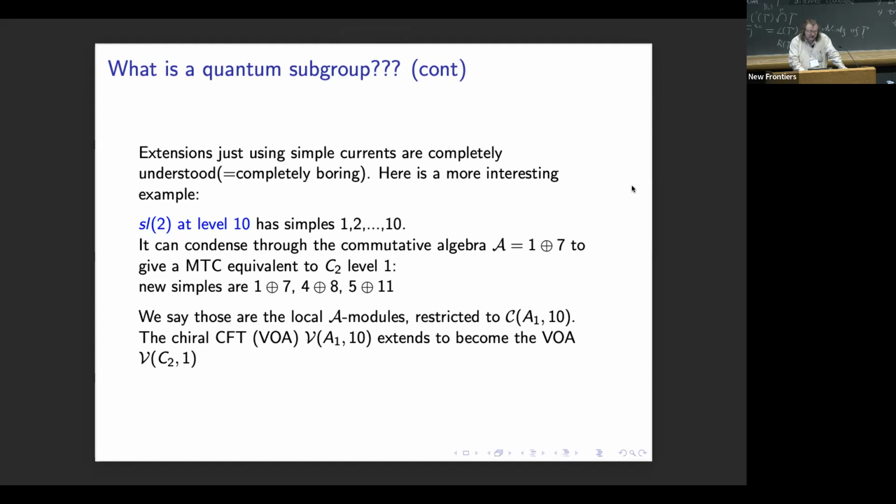The language I sometimes will use is local A-modules, where A is your algebra, and of course you're restricting down to the category you're starting with, the original modular tensor category. Your VOA that you start with, which will correspond to A1 at level 10, will extend to become a VOA at C2 at level 1. Whenever you have a smaller algebraic object inside a bigger one, you can restrict representations, modules for the bigger guy, to the smaller one. And that's the stuff we've written down there.